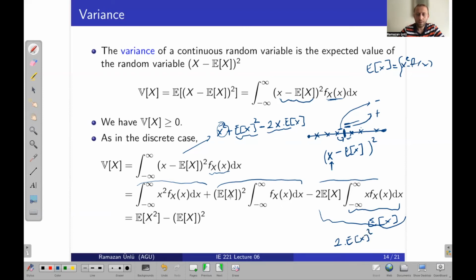So I have one expected value of x squared here and minus 2 expected value of x squared. So one of them will cancel each other, and I will have the expected value of x squared. So the variance will be the expected value of x squared minus the expected value of x, squared. So this is the formulation of the variance, and it is the same as the discrete case.